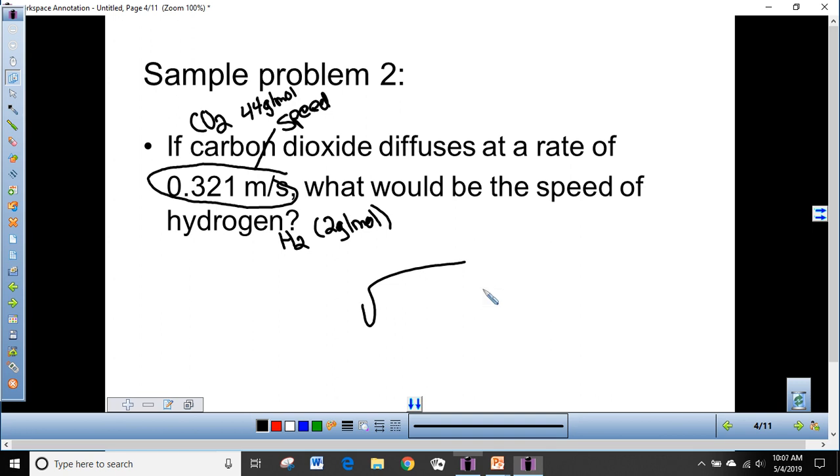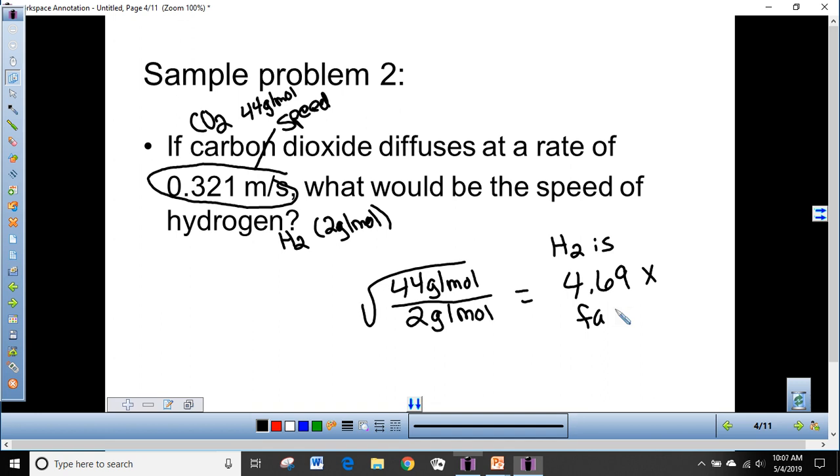So heavier, always on top if we use it this way. And so that's going to be 44 grams per mole divided by the hydrogen, which is 2 grams per mole. And I take the square root, and as I take the square root, I get 4.69. Now you don't have to write the sentence for this type, but if we wanted to write the sentence, it would be hydrogen is 4.69 times faster than carbon dioxide.